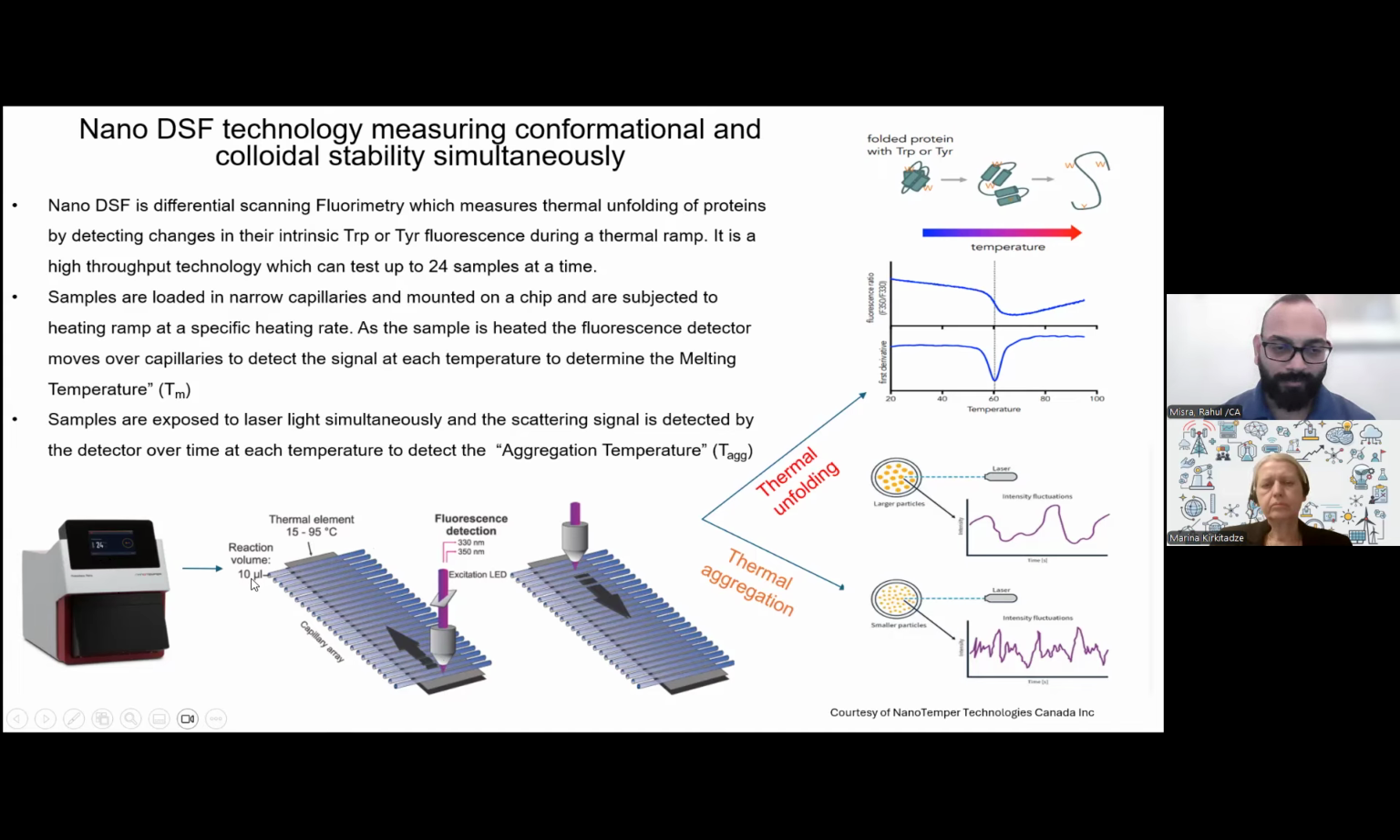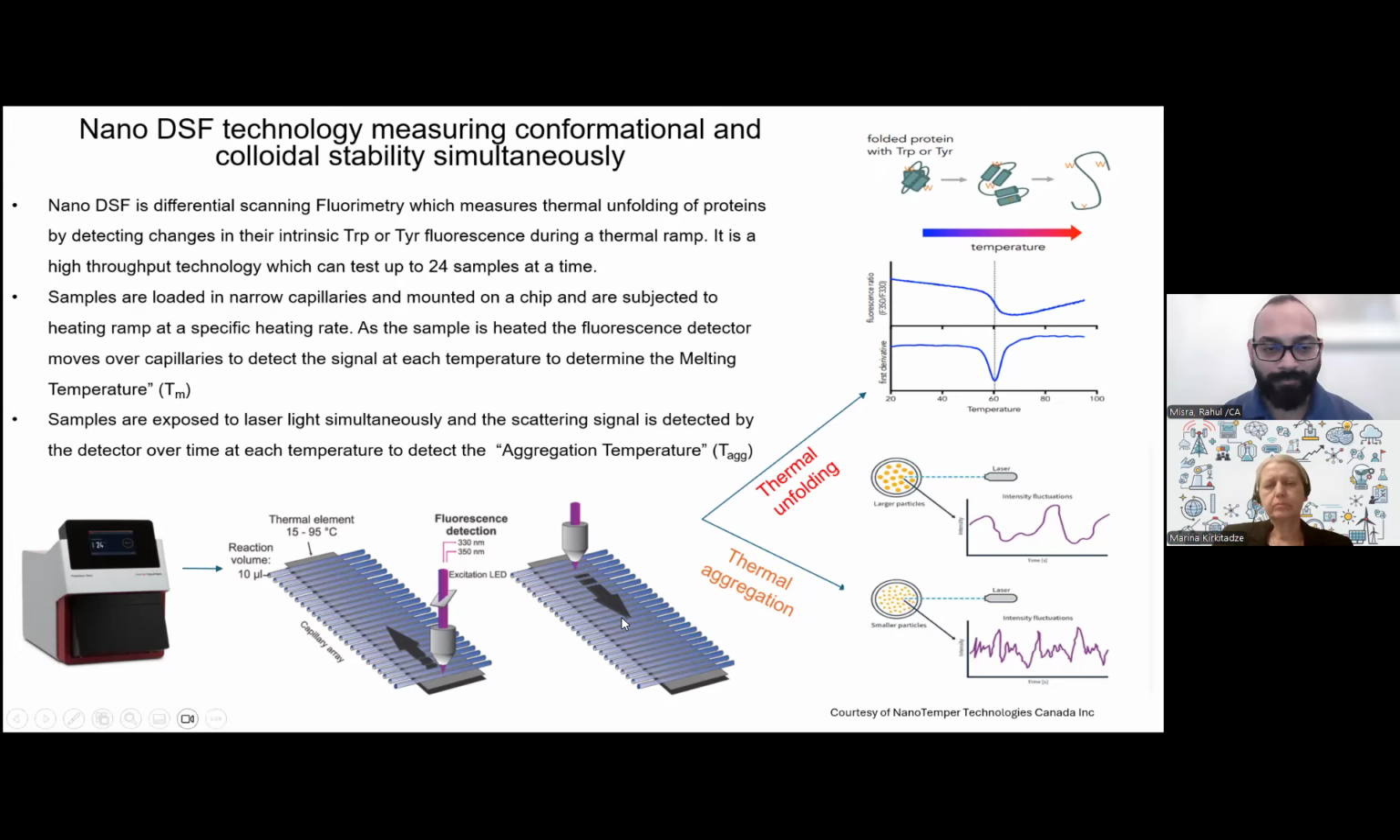And you see, we call this nano DSF not because we are working in the nano volume, but because the volume of the sample is so low, it's just 10 microliters. Then as you load these samples, it just goes in, and the whole thing is exposed to the temperature ramp, whatever ramp you set. It can go from 15 degrees to 95 degrees, and the rate of the ramp can also be controlled, whether it's 1 degree per minute or 2 degrees per minute.